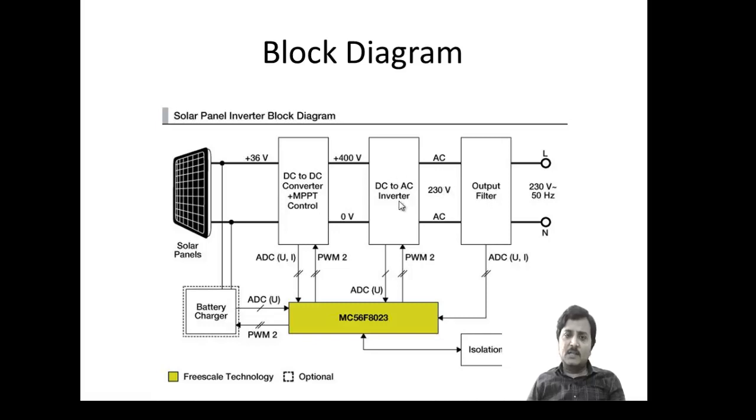As the inverter does not give a pure sinusoidal wave, an output filter is connected to get a pure sinusoidal wave. This is the 230 volts, 50 hertz. This is a simple block diagram which is controlled by one controller. The duty of this inverter is that whatever DC supply is available at the input terminals will be converted to AC with a variable magnitude. We can vary the magnitude of this 230 volts, and we can vary the frequency of the supply.